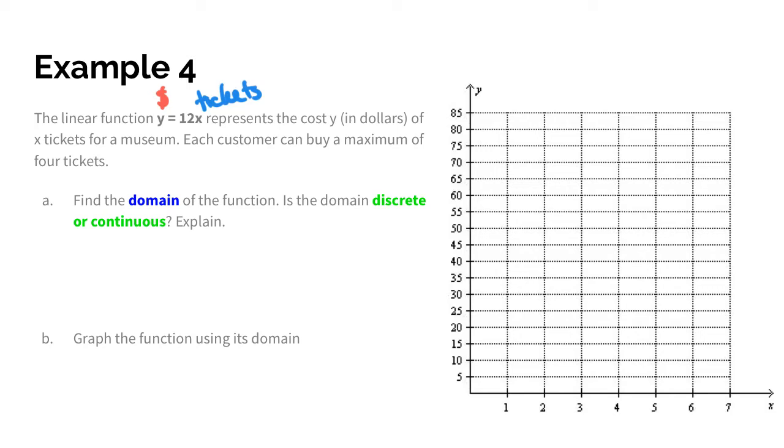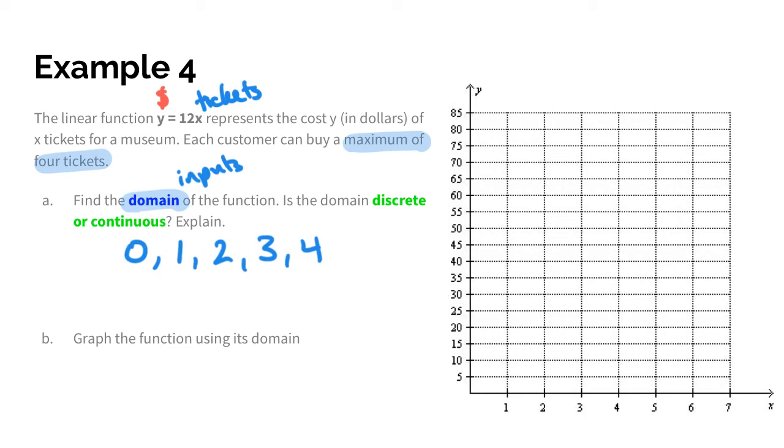And the function says 12x. So 1 ticket would cost $12, 2 tickets would cost a certain number of dollars, and so on and so on. And it says here that each customer can buy a maximum of 4 tickets. So first thing I'm going to do is try and understand my domain. So domain is going to be, again, the set of inputs. What are the things that I could potentially plug in to this equation where x goes? So based on what you're given, it says that each customer can buy a maximum of 4 tickets. So the possibilities are I could buy no tickets, I could buy 1 ticket, I could buy 2, I could buy 3, or I could buy 4.